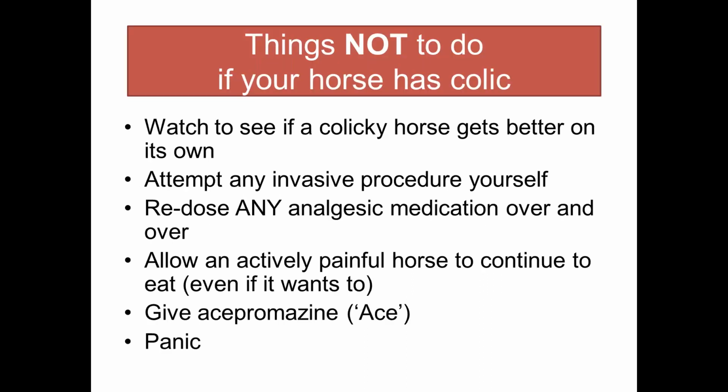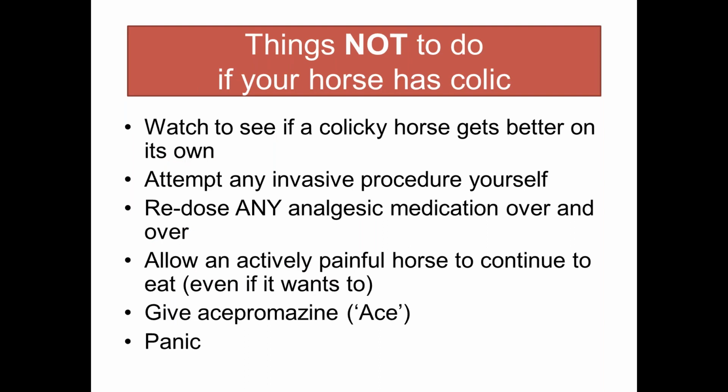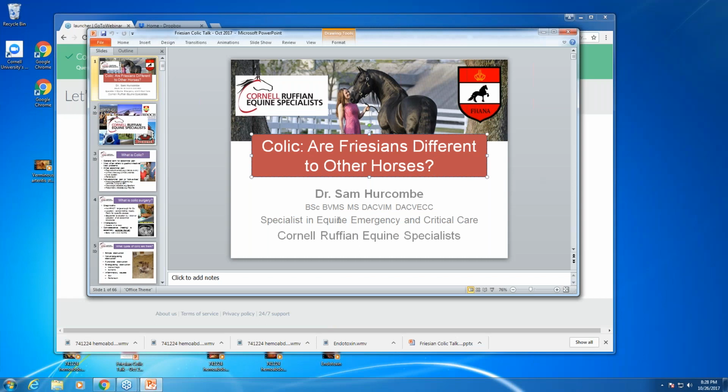Things not to do if your horse has colic: watch and see if it gets better on its own. I think that is folly if you think so. Attempt any invasive procedure by yourself. Redose any analgesic medication over and over. So one dose of Banamine, okay, especially if you've spoken to your veterinarian, they're on their way, you need to do something. But if it hasn't worked in 20 minutes, redosing Banamine, it is labeled for twice a day at full dose rate maximum.